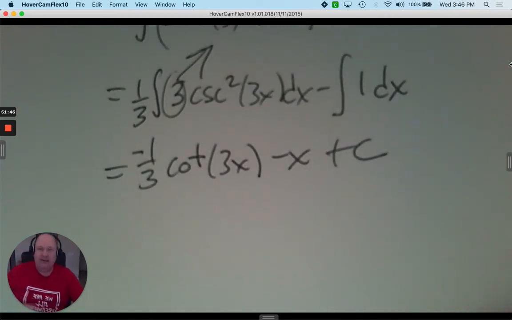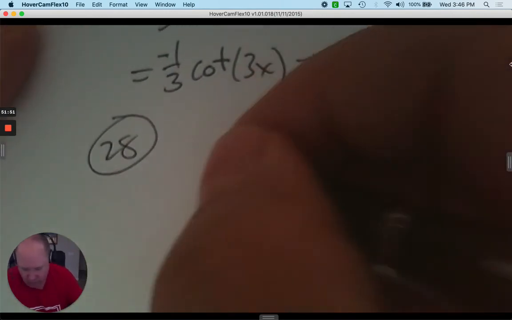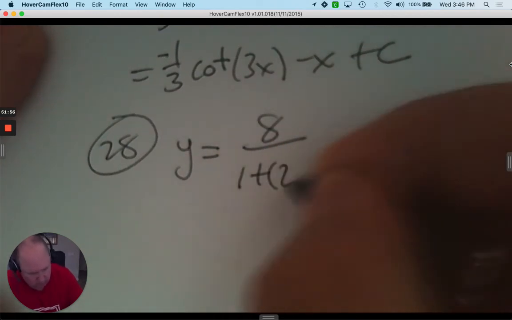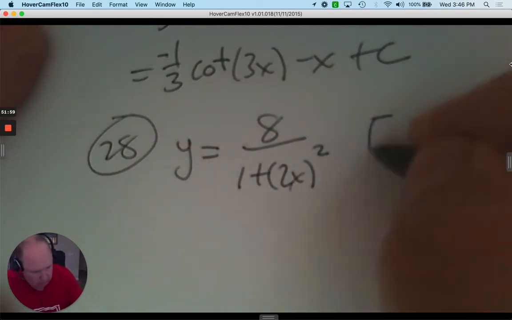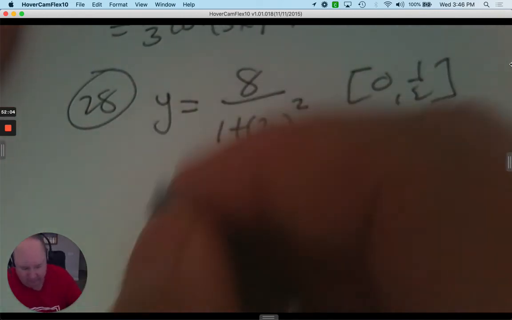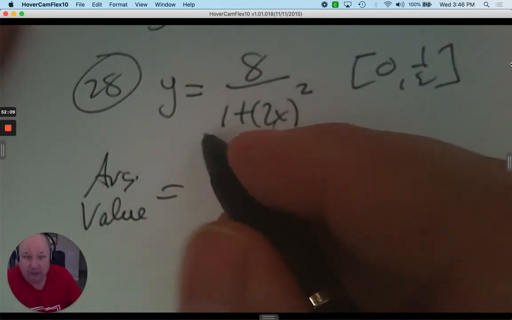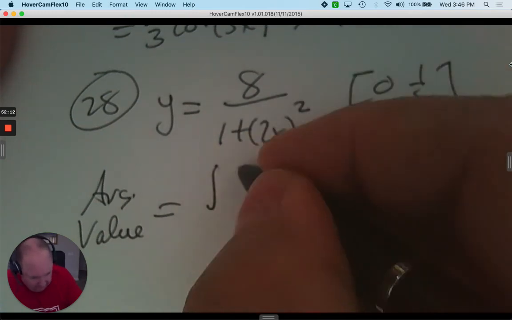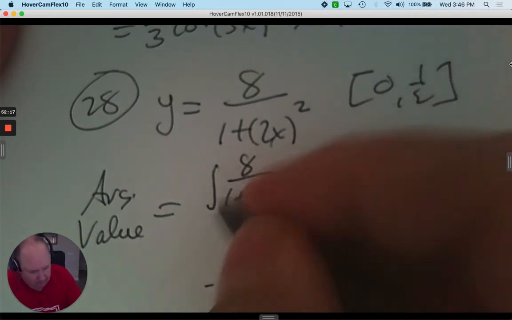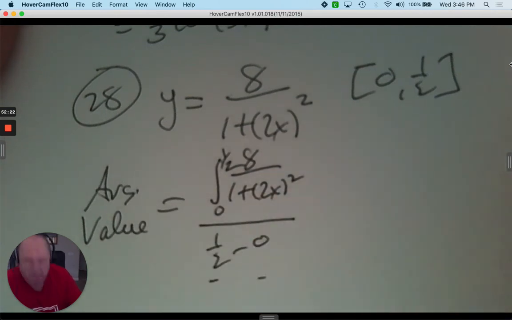All right, number 28. All right, how do I find the average value of a function? Man, that was a long time ago, so let me help you. The average value is found by integrating. So I'm going to integrate that function. And we use the bounds, 0 to 1/2. And then we divide by the difference of those bounds. I know, that was a long time ago.